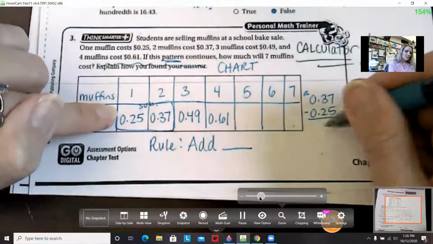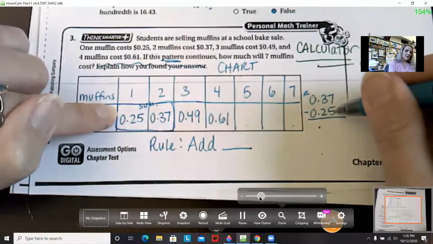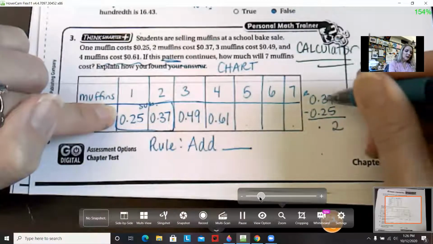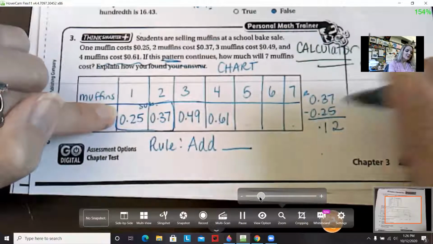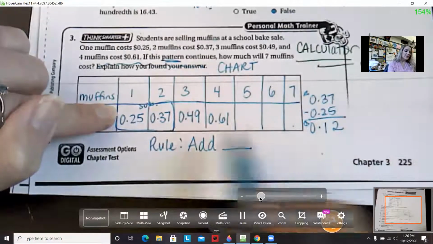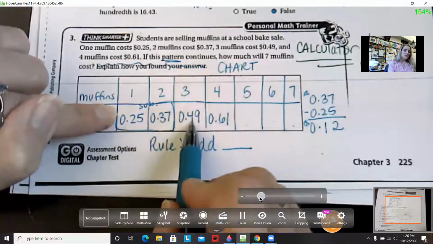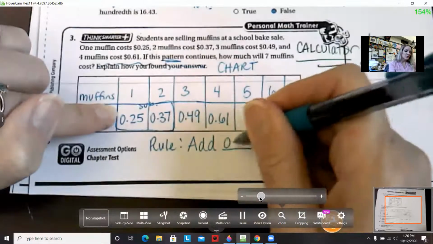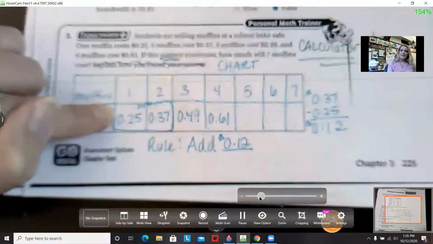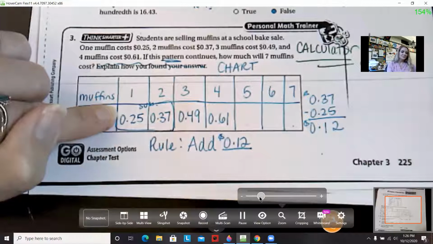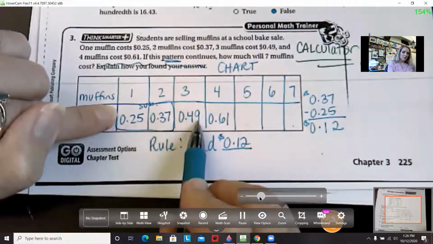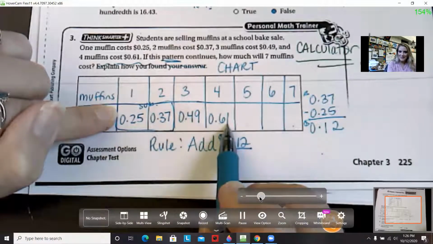And let's find the difference between these 2 terms. 7 minus 5 is 2, and 3 minus 2 is 1. So that means that every jump we're going to add 12 cents. So let's write that here. Add 12 cents. 37 plus 12 cents will be 49 cents, plus 12, 61 cents.